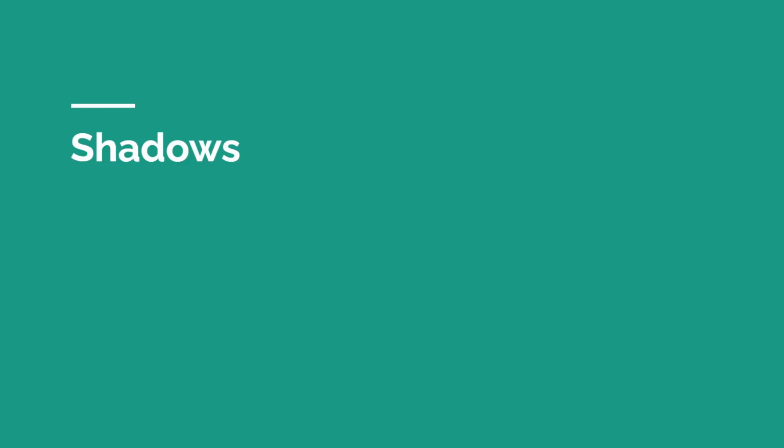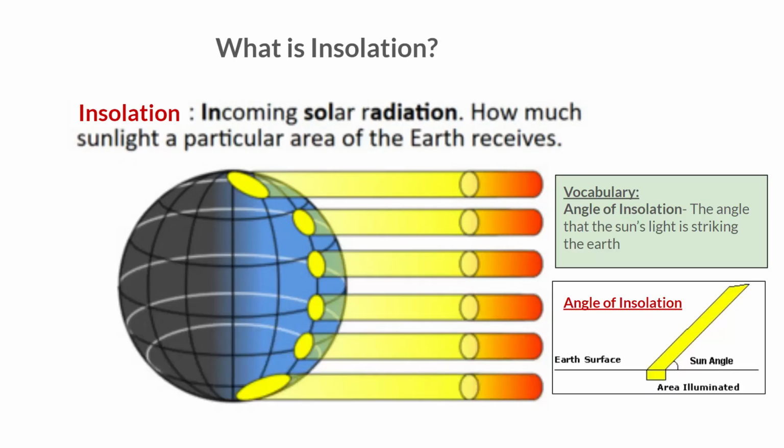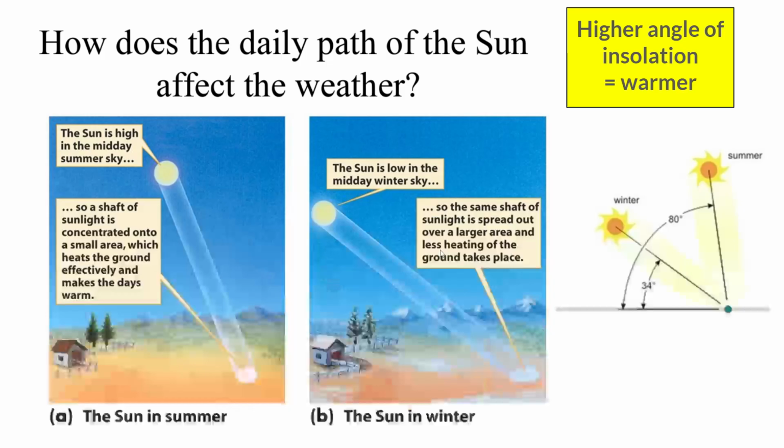Hey guys, so today we're going to be talking about how the sun's path affects the shadows that it creates. So, what is insolation? Remember, insolation is the incoming solar radiation, and it's how much sunlight a particular area of the Earth receives. And the angle of insolation has a great impact on the temperature in different places on the Earth. The angle of insolation is the angle at which the sun's light is striking the Earth.